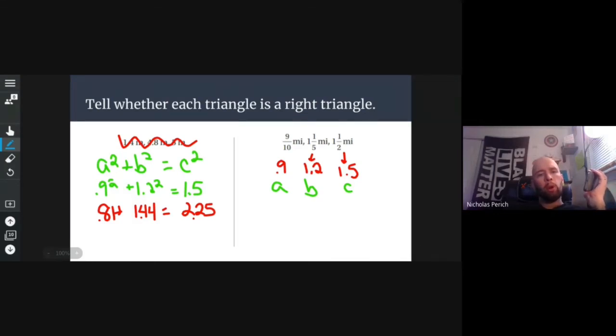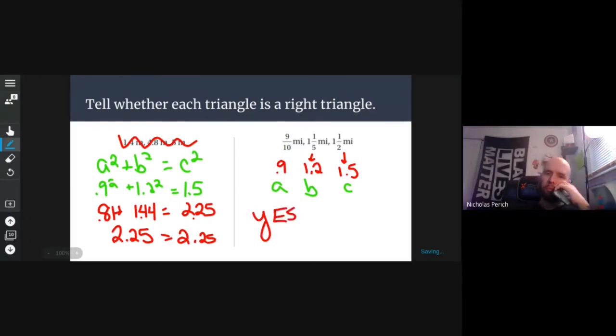0.81 plus 1.44 is 2.25. So the left side was 2.25. The right side was 2.25. Was that a right triangle? Yes. Yes, that was right. That's a G.